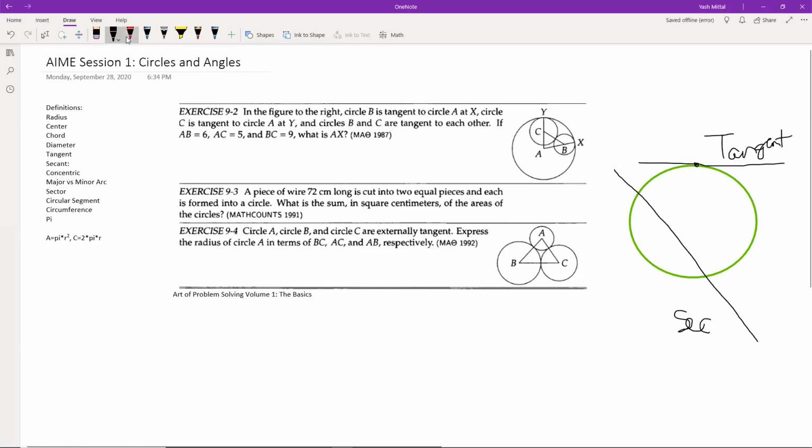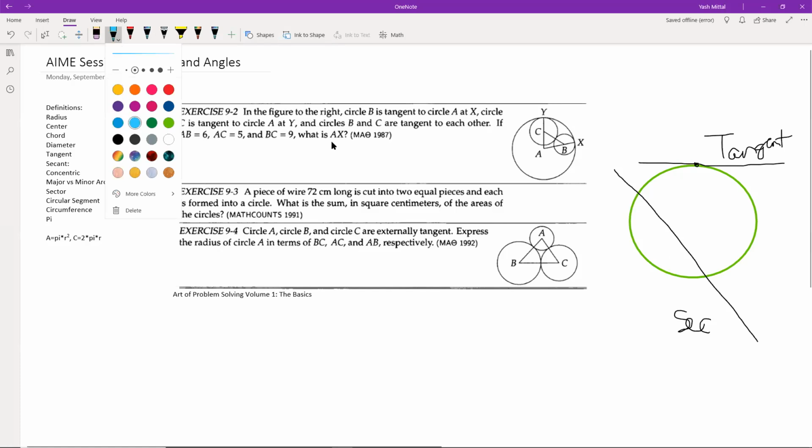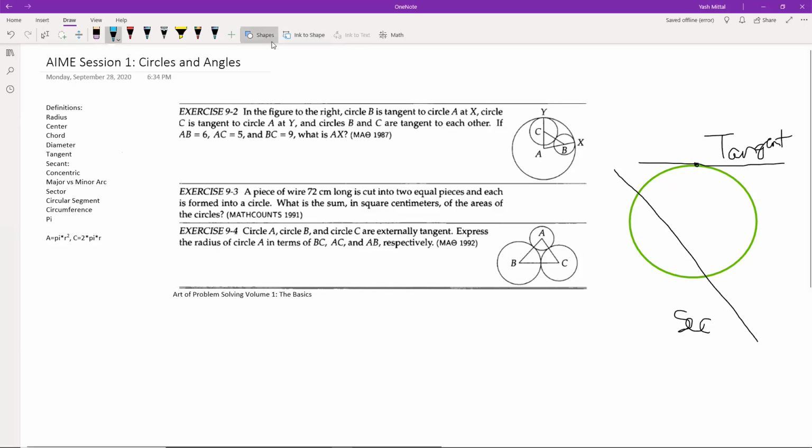Why is it not drawing for me? Let me draw it in blue, I suppose. Okay, this is getting a little bit annoying. One second.